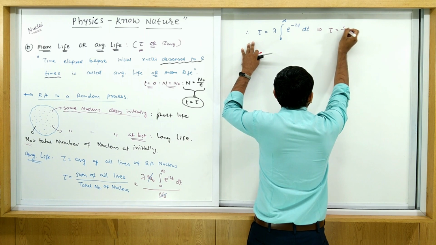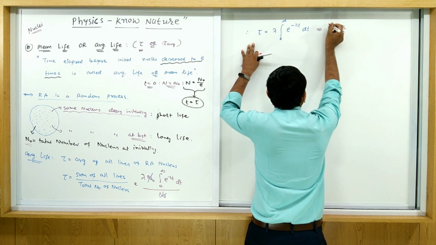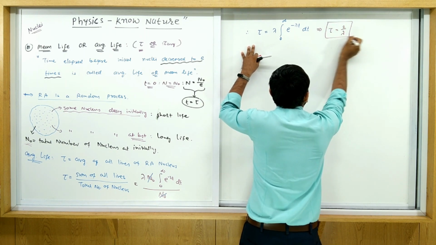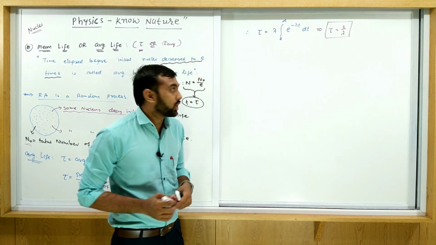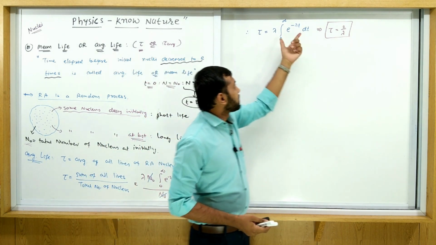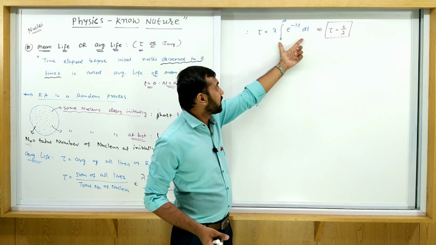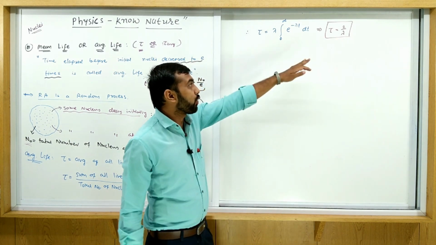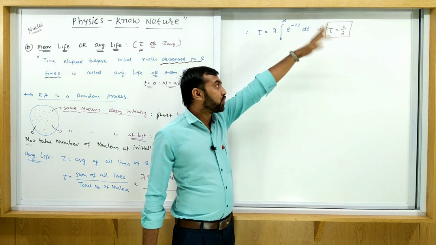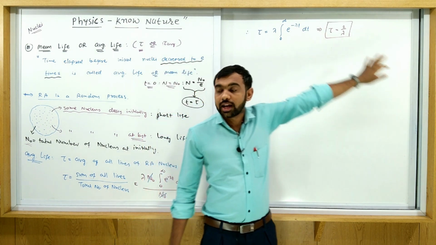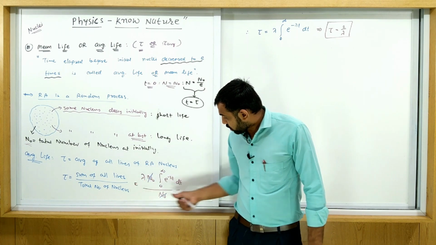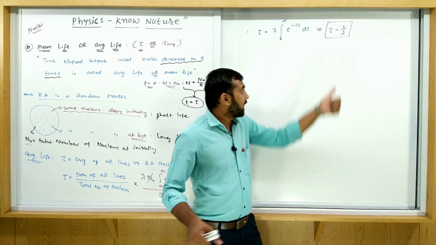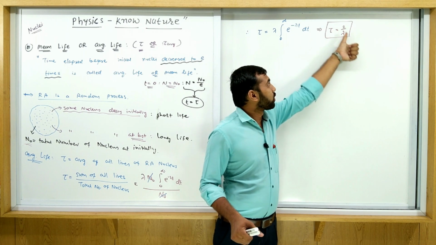So tau is equal to 1 upon lambda. Finally you get this answer. This integration we are not simplifying here, we directly write down this answer. Tau is equal to 1 upon lambda. So this is the equation of average life. This is the sum of all life, and by some simplification finally you get this answer. Tau is equal to 1 upon lambda.